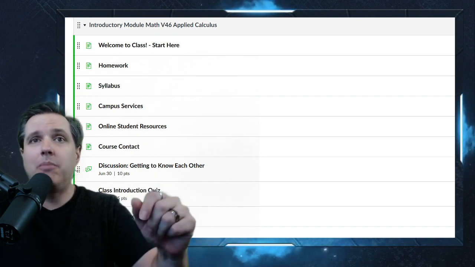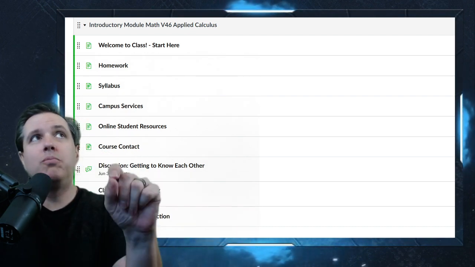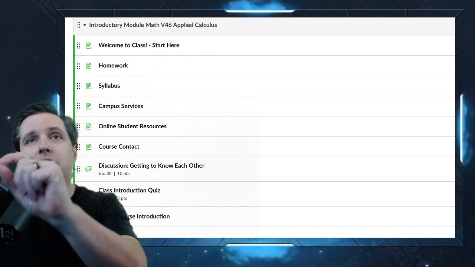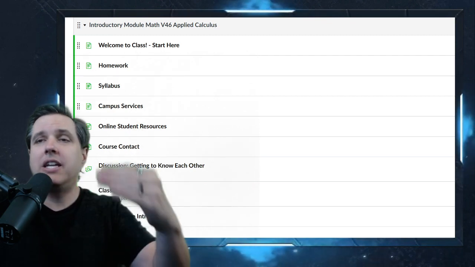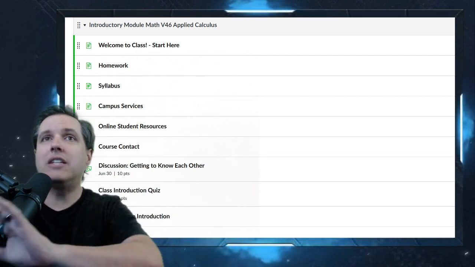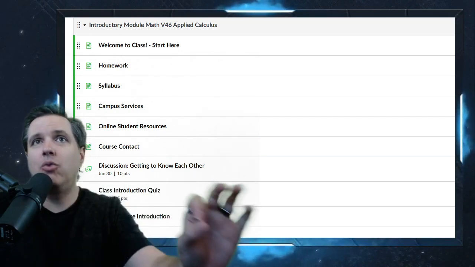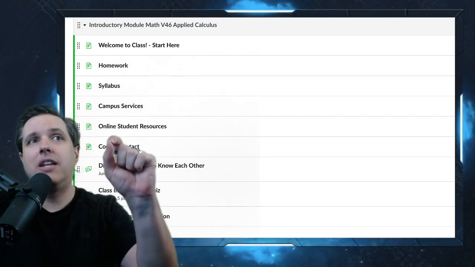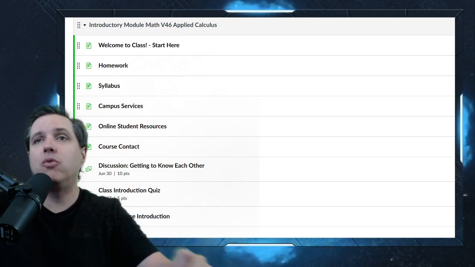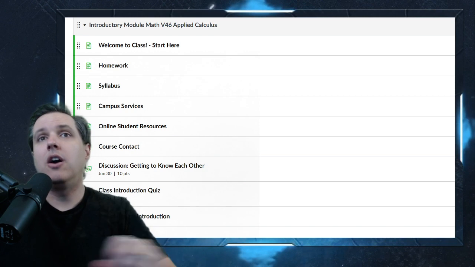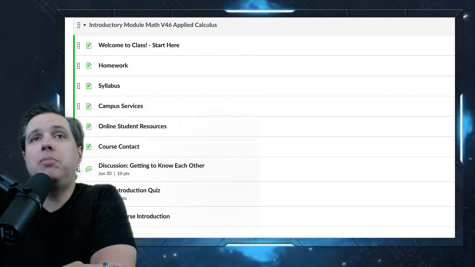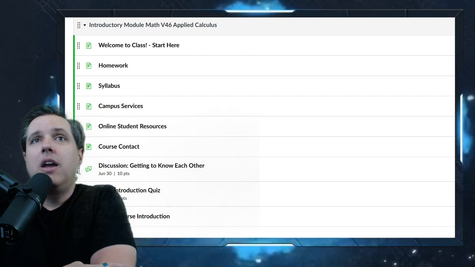A great example would be: "I was working on section 2.3, and the number 7 on the homework, I tried to do it and I got this answer, and it keeps telling me I'm wrong, but I don't understand why." That's a great question because it tells me exactly what you're working on. I can look at that problem, try to figure out what you're doing wrong, and help you with it. That's great.